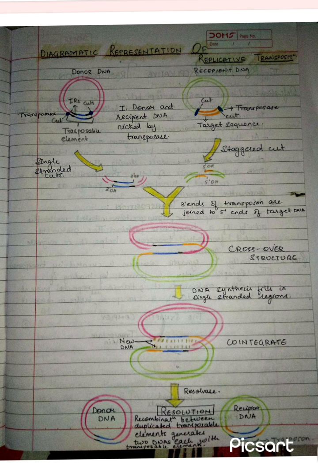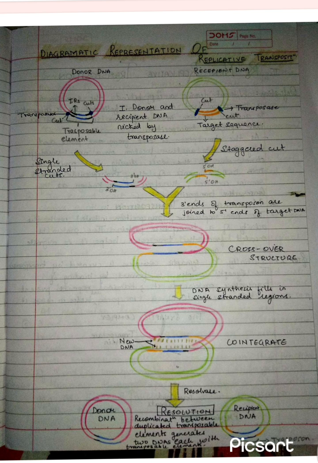Because why replicative means, whatever transposable element is in the donor DNA will be replicated. That means two duplicate copies will be formed. That means the original copy will remain at the donor site also, and also it will generate one new replicative copy of transposable element in recipient DNA also. So two different replicas or replicons will be formed, thus it is known as replicative transposition.